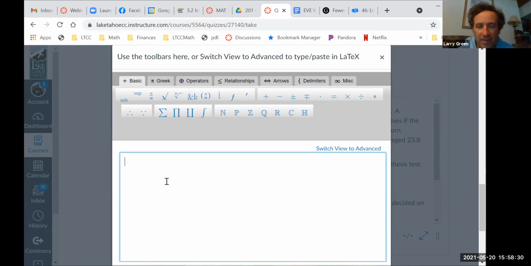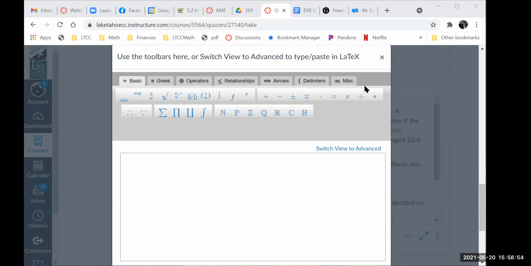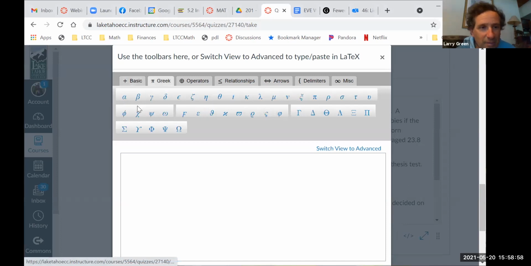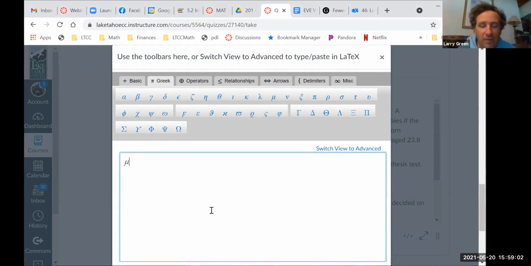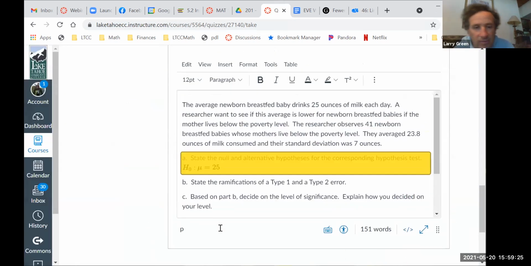So what letter after the H naught colon? Who remembers? The hint is it's a Greek letter. Does that help? Mu. Yeah, it's mu. So I'm going to make it a nice, pretty Greek letter. All right, and then what symbol after the mu? This one will always be true for pretty much all of the hypothesis tests. Yeah, equals. And then we wanted to see if it's equal to 25, because that was what the question said. Any questions about H naught?